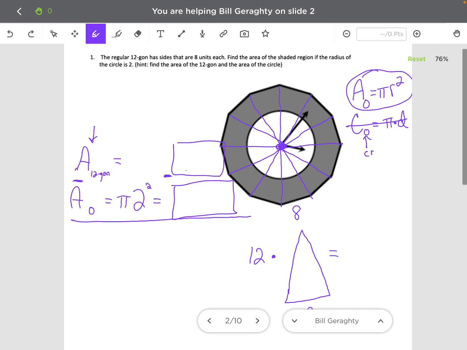Again, this is for the crust. That's the perimeter, and the area is the shaded in the whole area of the circle, okay? In this part, we're using the area of the circle.